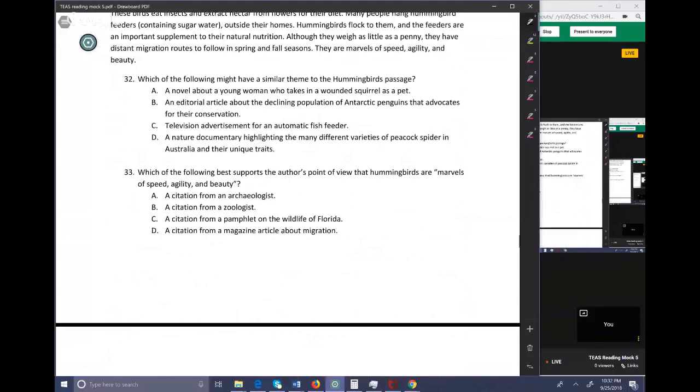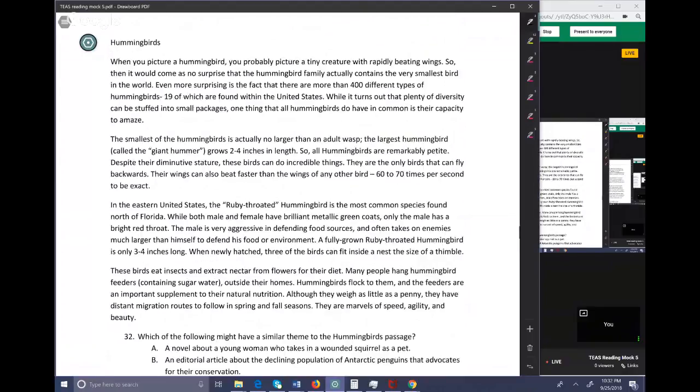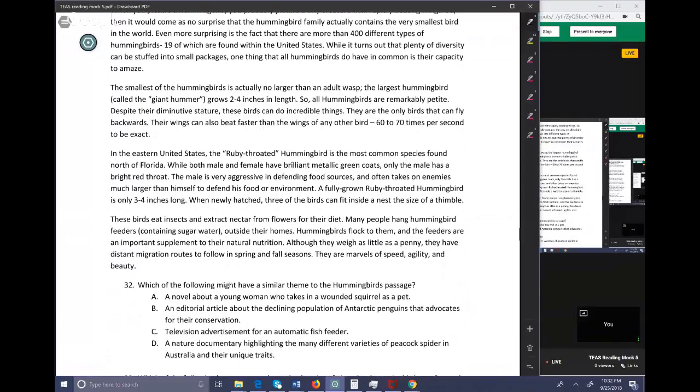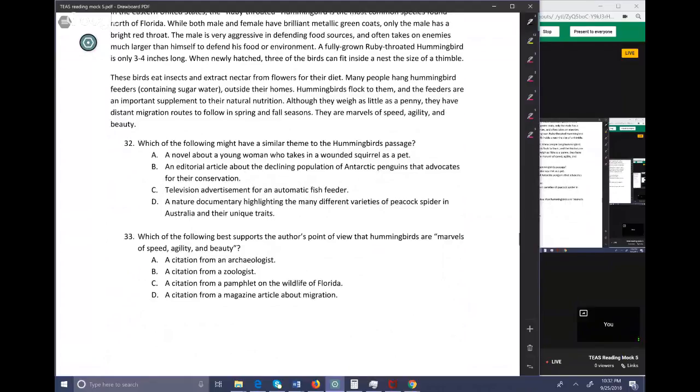On to the hummingbirds passage. This is not an official current passage. It is ATI official, but it is not in the current rotation of the test. So this was for your practice. I'll give you the answers quickly to this one.